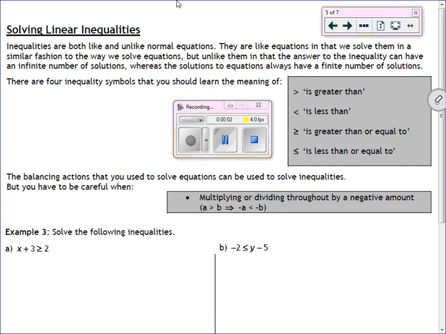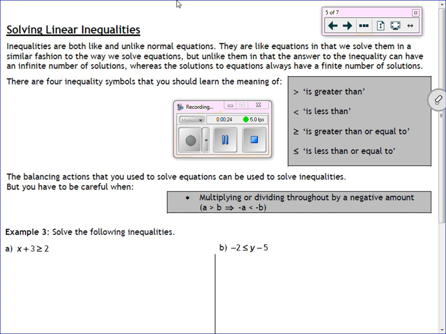Hi there. Today we're going to solve linear inequalities. Now, we've solved linear equalities or linear equations just before this. This time we're going to solve what's called an inequation. Now, an inequation is very similar to an equation.